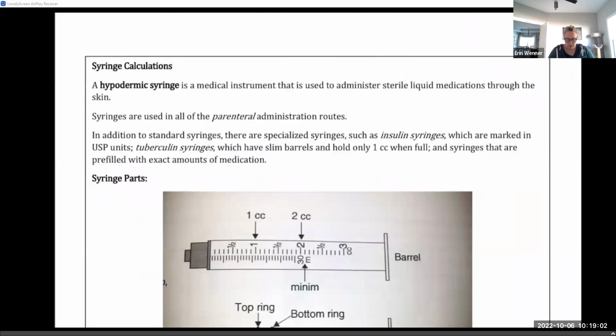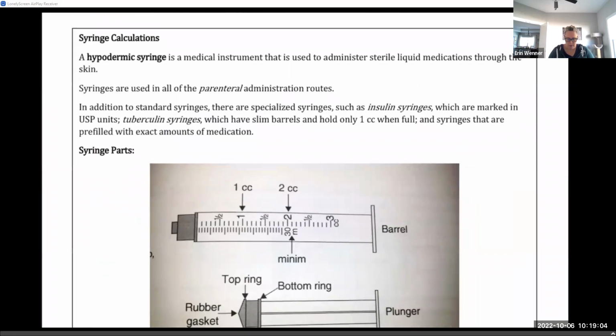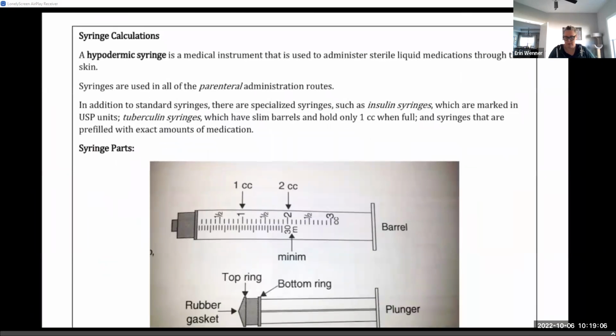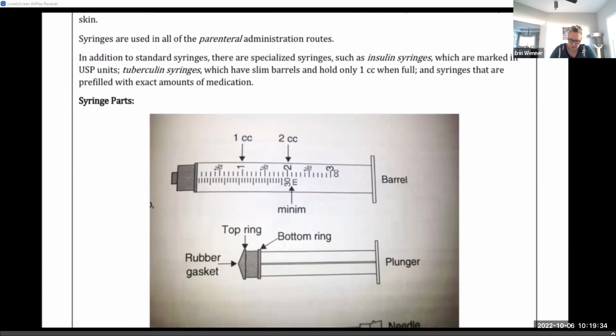So when we look at syringe calculations, a hypodermic syringe is a medical instrument that is used to administer sterile liquid medicine or medications through the skin. Syringes are used in all of the parenteral administration routes. In addition to standard syringes, there are specialized syringes such as insulin syringes, which are marked in USP units, tuberculin syringes, which have slim barrels and only hold 1 cc when full, and syringes that are pre-filled with exact amounts of medications.